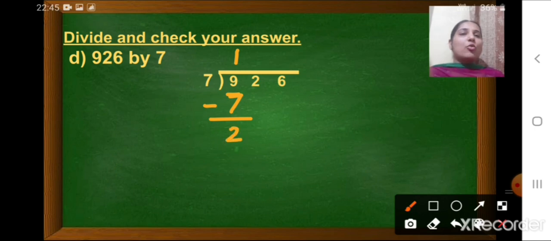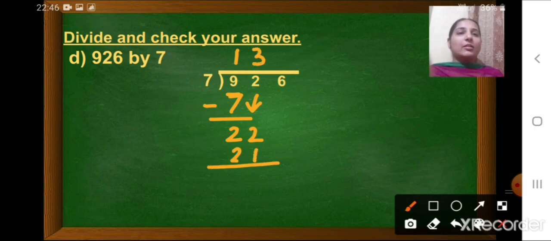Now because this 2 is smaller than the divisor, 2 is smaller than 7, we'll bring down the next digit from the dividend. What is the next digit? 2. So now we have 22. Now 7 1 times is 7, 7 2 times is 14, 7 3 times is 21, and 7 4 times is 28. So 28 will be more. So how many times? 7 3 times. 7 3s are 21.